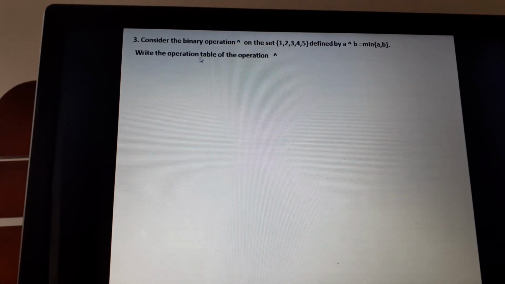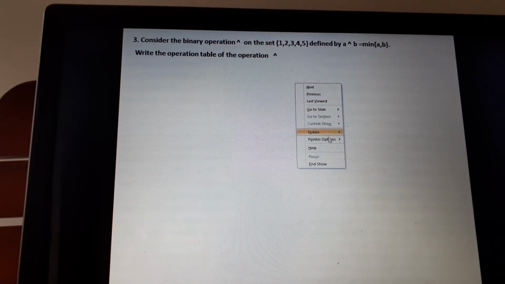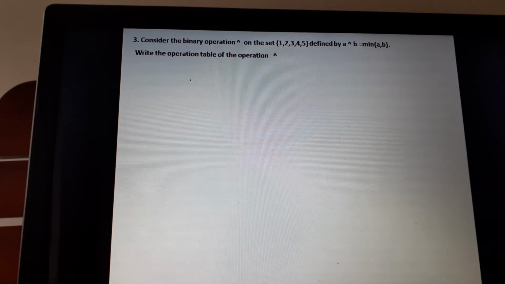So consider the binary operation star on this set. It is already given that a star b equals the minimum of a and b. Write the operation table. Here it is just drawing the operation table. Operation table means you have to prepare a table like this. First you have to understand what a star b is. Minimum of a, b means you take the elements from here. Minimum of 2, 3 is 2. Minimum of 3, 4 is 3. Minimum of 1 and 5 is 1, like that.